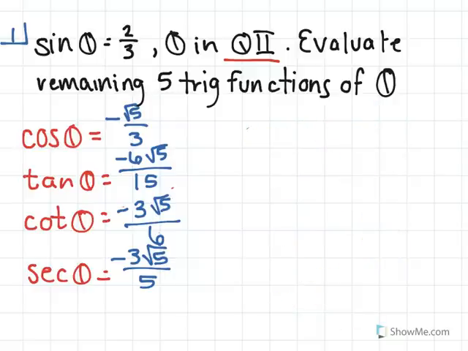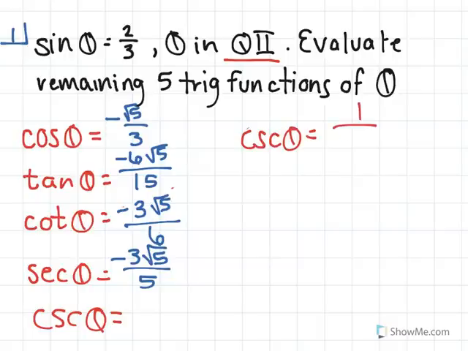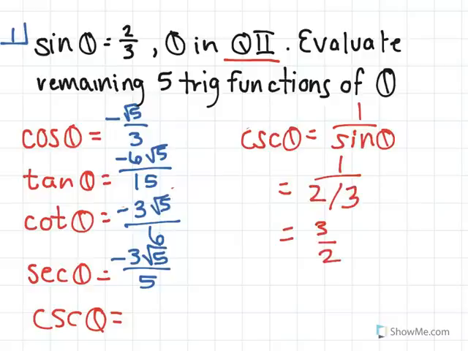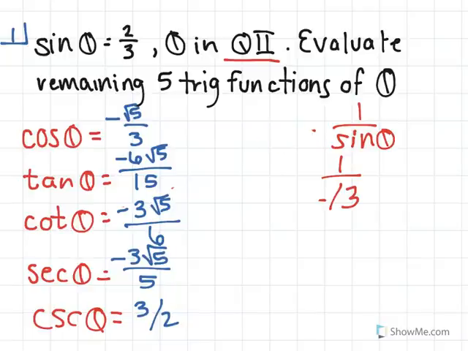And finally, we're going to solve for cosecant theta. Remember that cosecant of theta is equal to 1 over sine theta. So we're just going to plug it in. 1 over 2/3 is equal to 3/2. So cosecant theta is 3/2. So remember, if you're given a value of one trig function and given the quadrant, you should be able to use some of your fundamental trig identities to solve for the exact values of your remaining 5 trig functions.